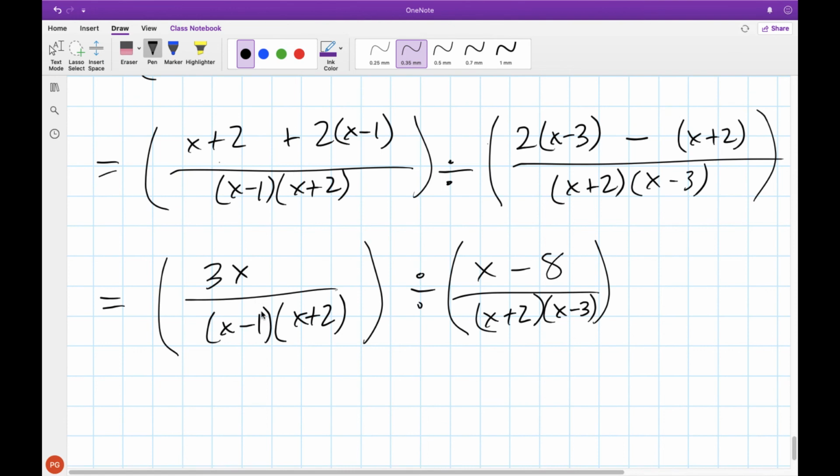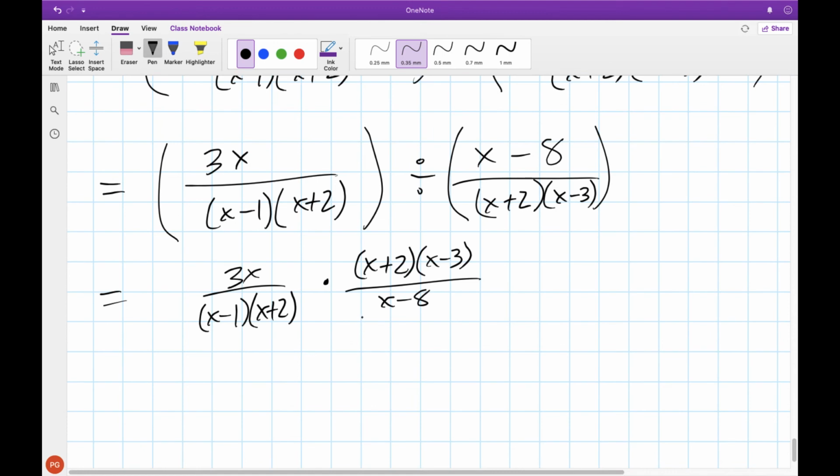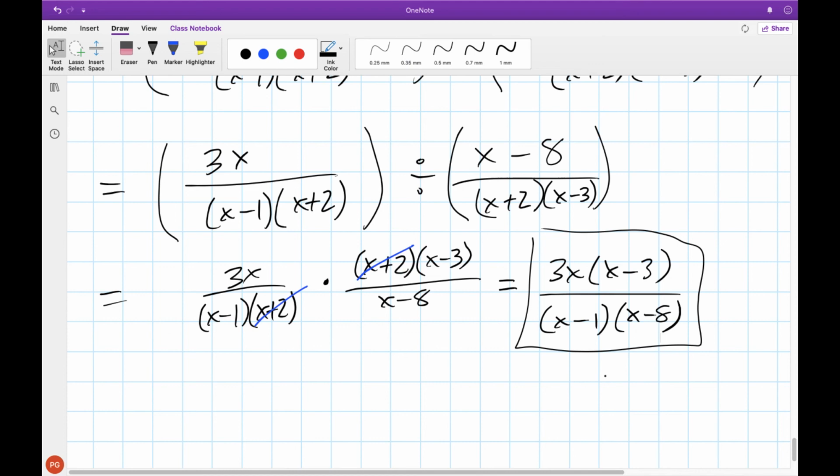Now that we have each of these fractions as a single fraction, we can flip this and change it to multiplication. And from here, we do a bit of cross-reducing to finish off our question. Deep breath, and we're done.